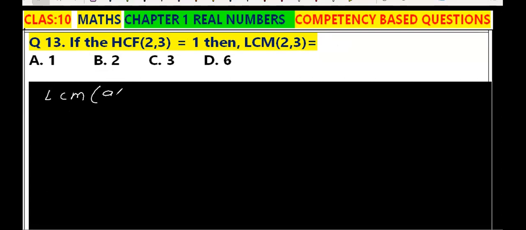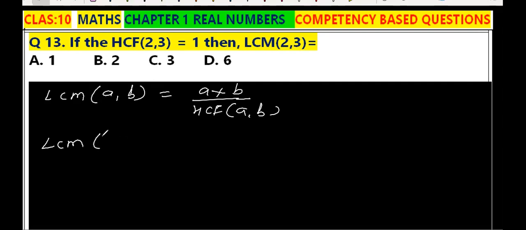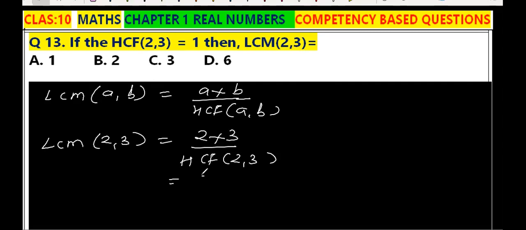that the LCM of the two numbers A and B is given by the product of the two numbers upon the HCF of the two numbers. इस फॉर्मूला को याद रखिएगा। That is why the LCM of 2 and 3 and the HCF of 2 and 3. So that is 2 into 3 and the HCF is 1. So 6 upon 1, that is 6. So the LCM of the two numbers 2 and 3 will be 6.